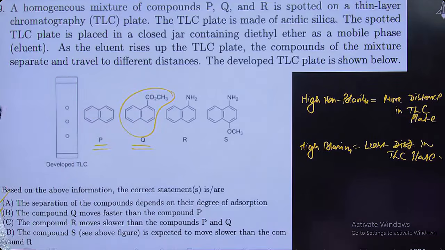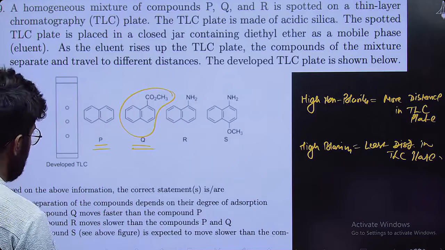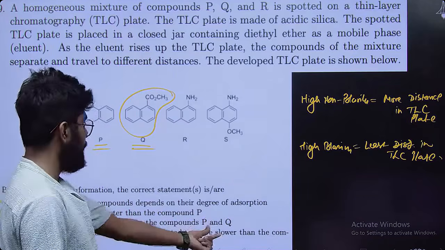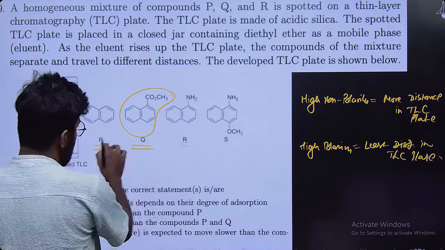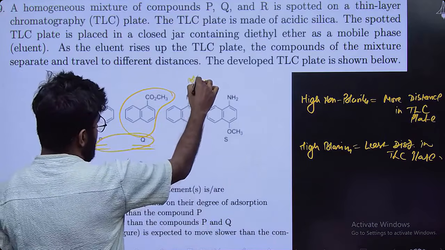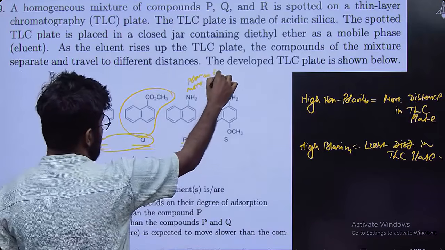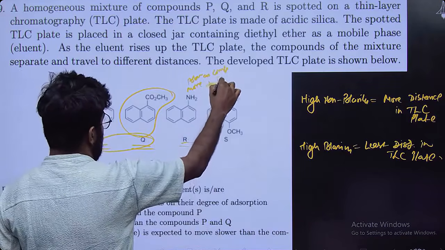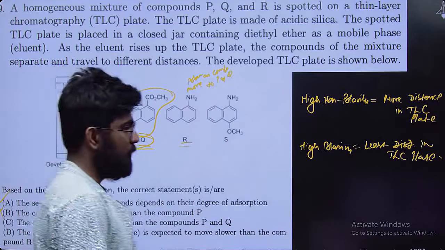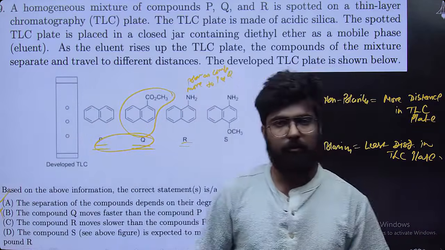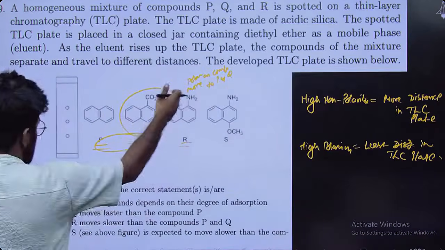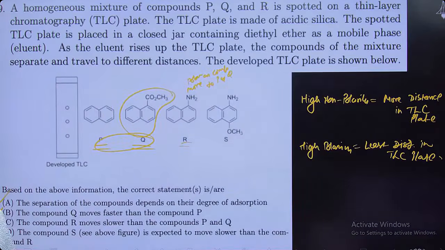Not faster. The compound R moves slower than compounds P and Q, right? If R moves slower, then it must be more polar than P and Q. So this is R, this is P and Q. Obviously, this is more polar as compared to P and Q, because this NH2 group is definitely going to induce more polarity because of its strong +M effect and all those things. So obviously this is going to be more polar, and since it is more polar, it moves slower than P and Q, right?